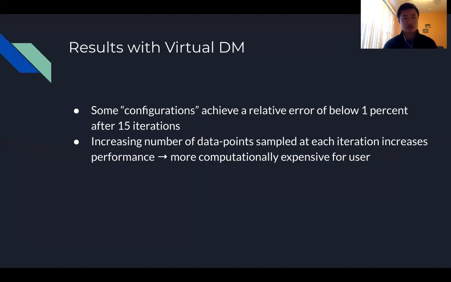In terms of the results of this newly developed framework, some configurations achieve a relative error of below 1% after 15 iterations in terms of how closely it can estimate a decision maker's alpha value. I found that increasing the number of data points sampled at each iteration also increases performance, due to the fact that the machine learning algorithm has more data to work off of. However, one important thing to keep in mind is that with more data points presented to the decision maker at each iteration, the more work that decision maker has to do in making pairwise comparisons between the different data points. And this may make the framework more computationally expensive for the user.